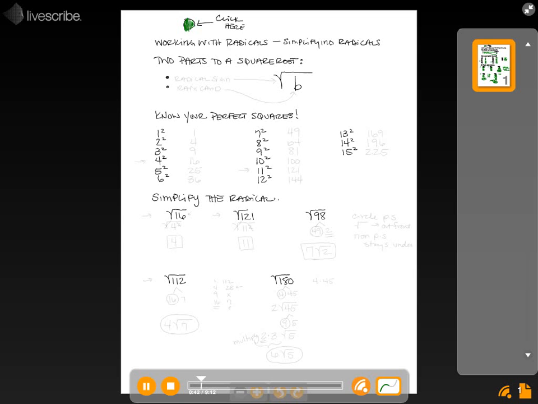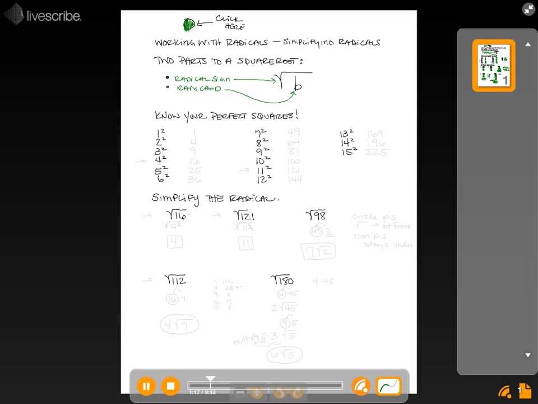Now, when we're working with a square root, there's two parts to a square root. The first one is the radical sign, and the second one is called the radicand. Alright? Now the radical sign is this check mark looking thing, and the radicand is whatever is underneath. So in this case, what we would normally call the square root sign, it's called a radical sign. And then B is our radicand. It's what's underneath that square root sign.